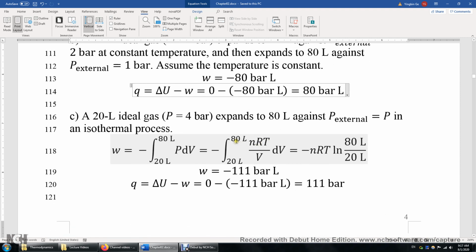Now, finally, the third process. What if this system, this ideal gas, expands against this external pressure? It's not a constant, but we know P external is equal to the system pressure P. And then what we do is, again, we compute work by replacing external pressure with P. And PV equals nRT, therefore the result is negative 111 bar liters. That's for work. What about Q? Q is delta U minus W. Again, we have Q plus W equals 0.